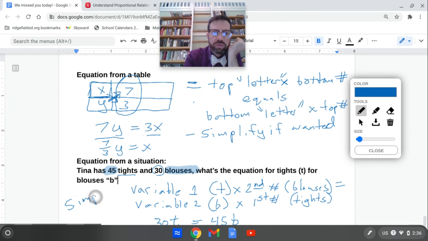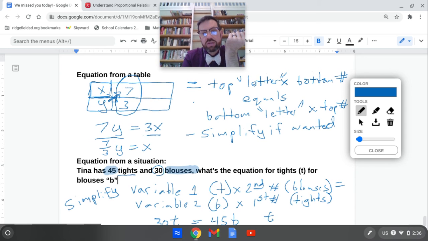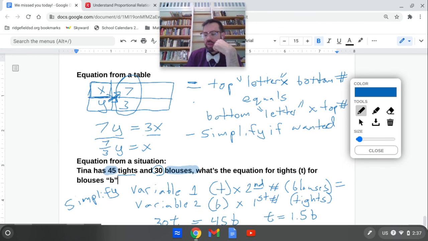I'm going to write it over here because my computer is giving me issues. Simplify. So I could divide both sides by 30 and I could get tights equals 1.5 B, because there's one set of tights for every 1.5 blouses. Is that right? So if I multiply the number of blouses by 1.5, I get the number of tights. Yeah, that is correct.